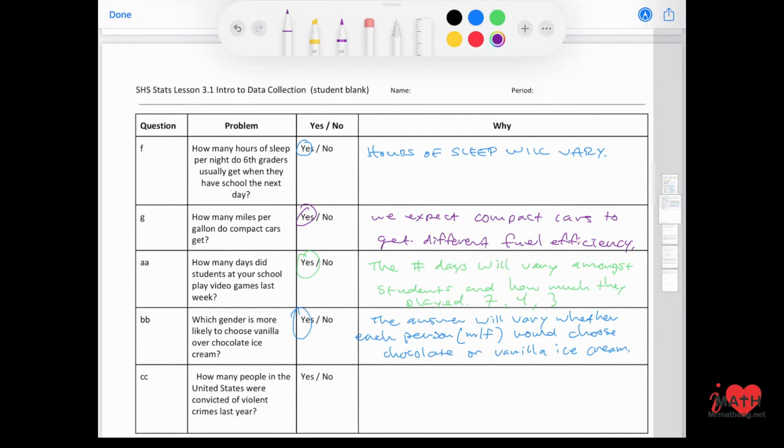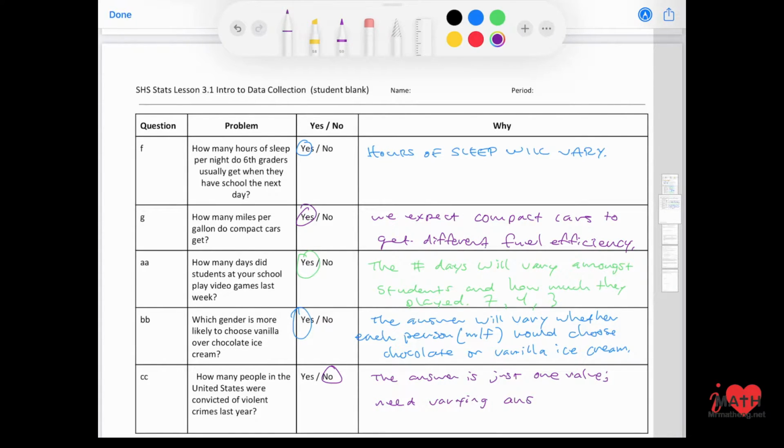And the last one, how many people in the United States were convicted of violent crimes last year? If you just type that into the internet, you get a bunch of different answers. The answer would be no, the answer is not just one value. We would need varying answers.